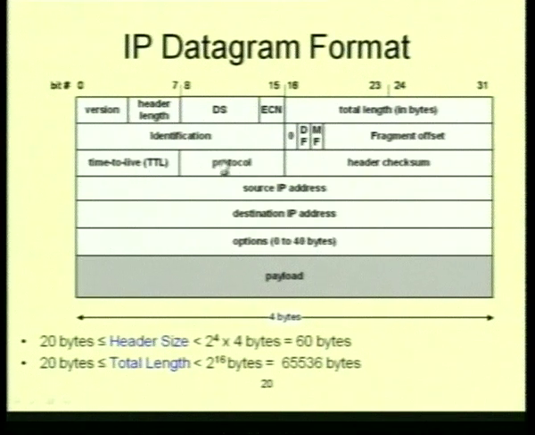Time to live field, protocol field, header checksum, then of course we have the source IP address, destination IP address, which specifies the address, the options, which is followed by the payload. Now let us come to an understanding of why we really have to worry about this fragmentation and fragment offset and so on. Now that basically has to do with the maximum transmission unit as defined for any network.